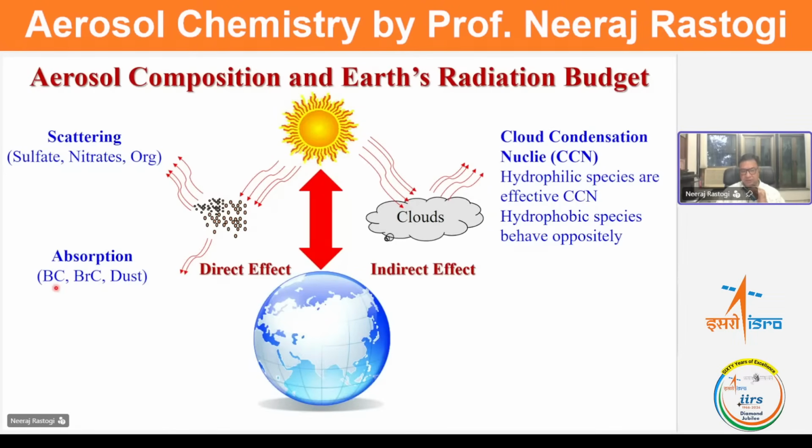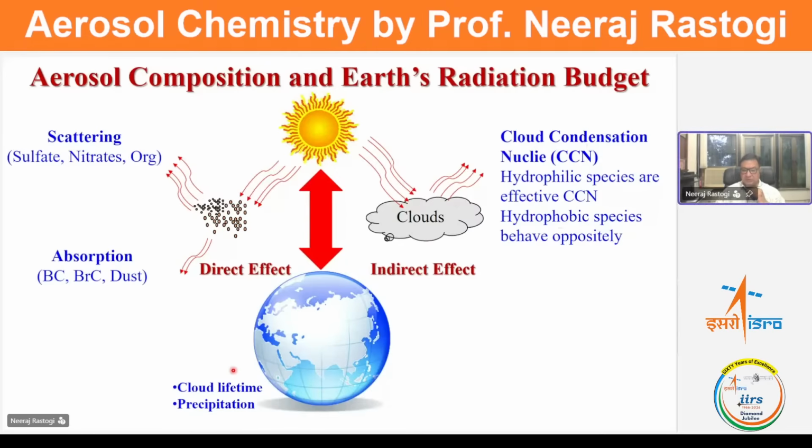What kind of aerosols are they? Black carbon, brown carbon, dust kind of aerosols. They can form clouds and then reflect, which is the direct effect. This is the indirect effect. We know that they act as cloud condensation nuclei. Hydrophilic species are more effective than hydrophobic species. We have the opposite as well. I gave you the example earlier.